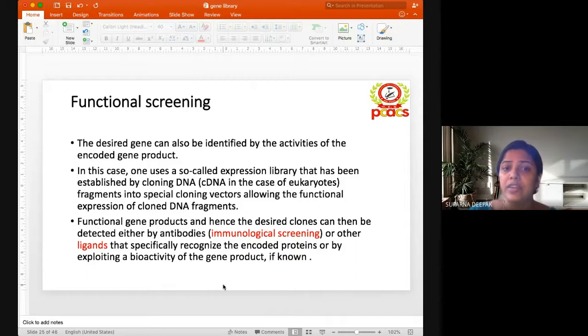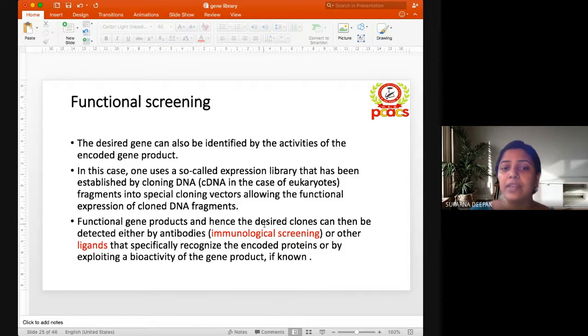So functional screening here, we are talking about the activity, the function of your desired gene. So what is the function of your desired gene? To produce your proteins. Okay. So here, in this case, definitely either we are screening your expression libraries or we are screening your recombinant cells. So you can find in that case, functional expression of cloned DNA fragments.